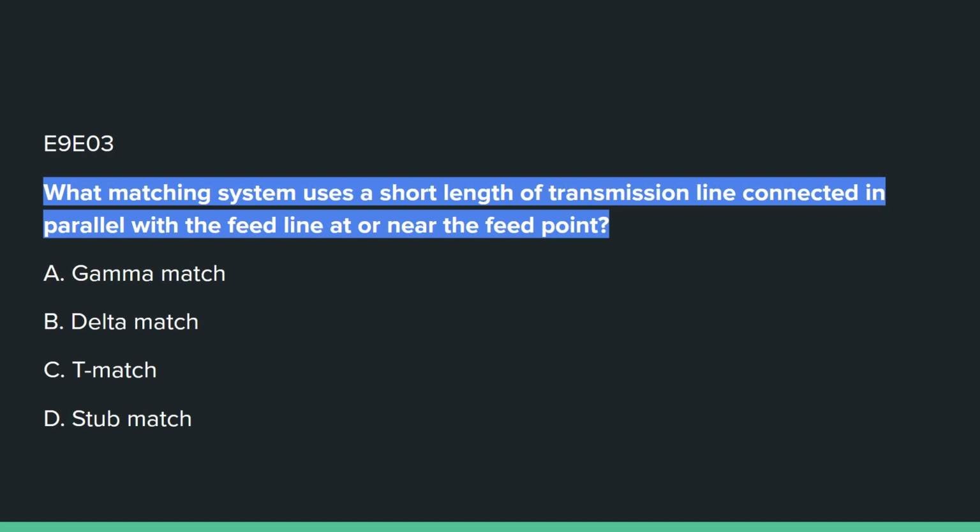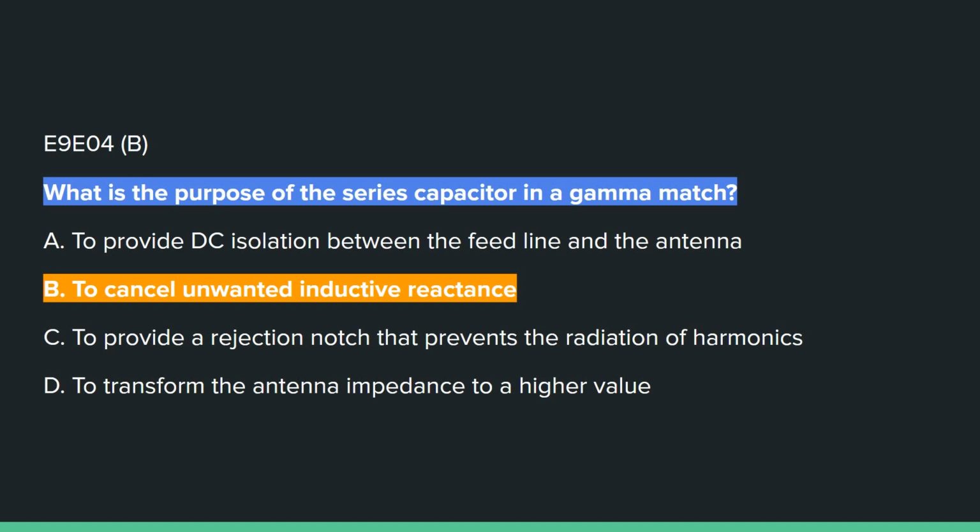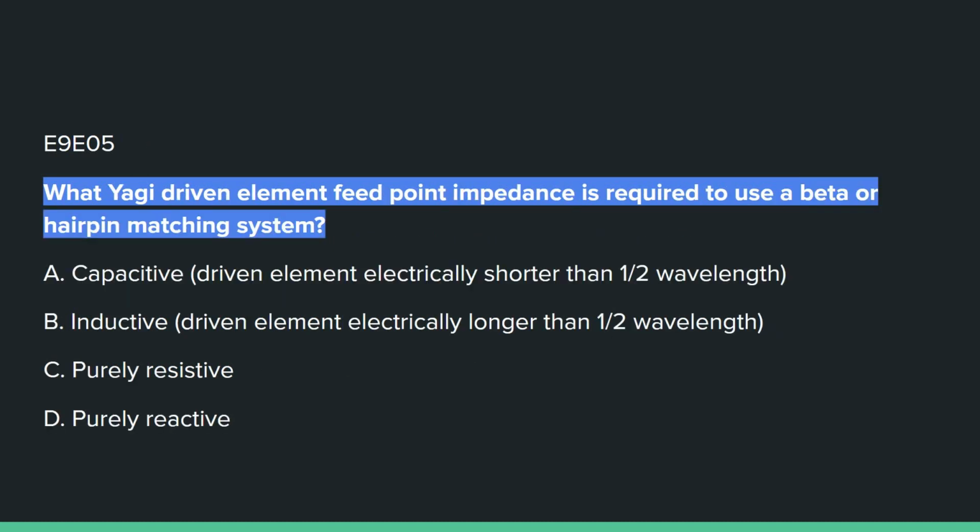E9E03, what matching system uses a short length of transmission line connected in parallel with the feed line at or near the feed point? That's D. Stub match. E9E04, what is the purpose of the series capacitor in a gamma match? B. To cancel unwanted inductive reactance.